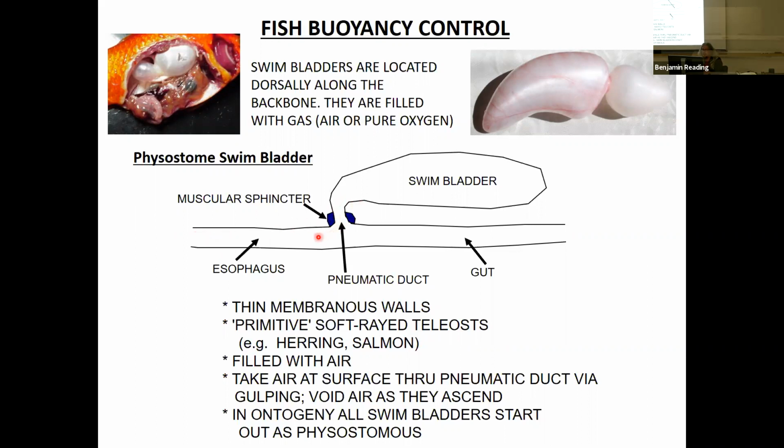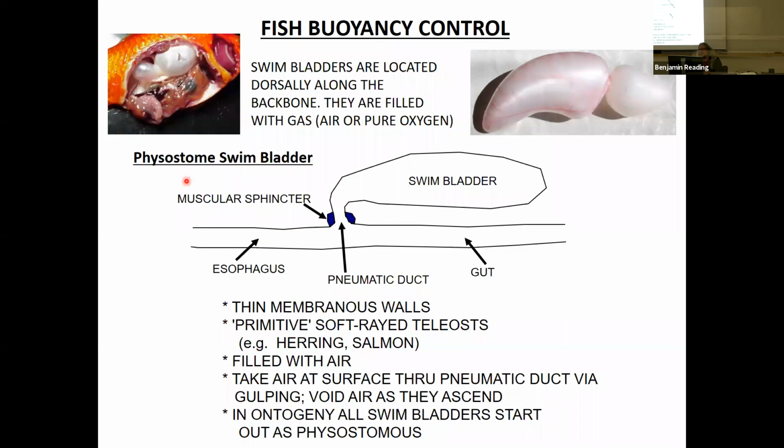And then during development, this duct closes off permanently, and the fish are no longer able to do this. Only as larvae or really small juveniles can they do this in the physoclistous fishes. But in the case of herrings and salmons, the adults do this throughout their entire life. They have what's called a physostomous swim bladder.